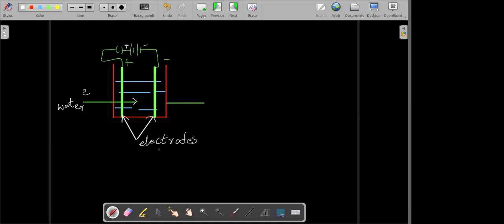Then the two electrodes were made up of carbon, so we called them carbon electrodes. Here we used a 9-volt battery. When the current passed through water, we also know that pure water is a poor conductor of electricity. So to make this water a good conductor, we added a small amount of acid to make it conducting.